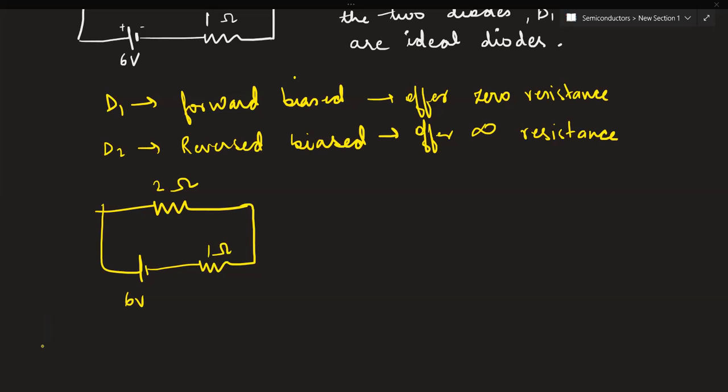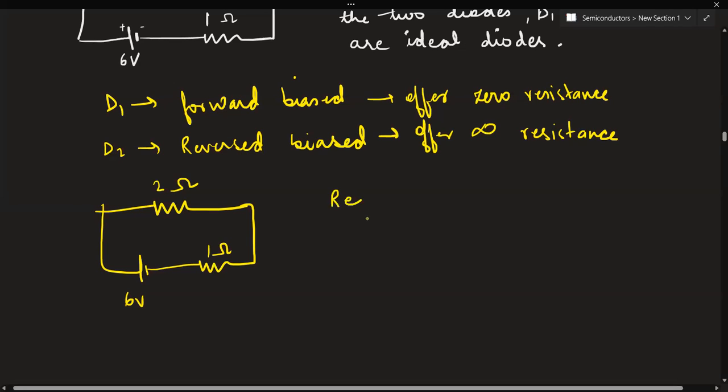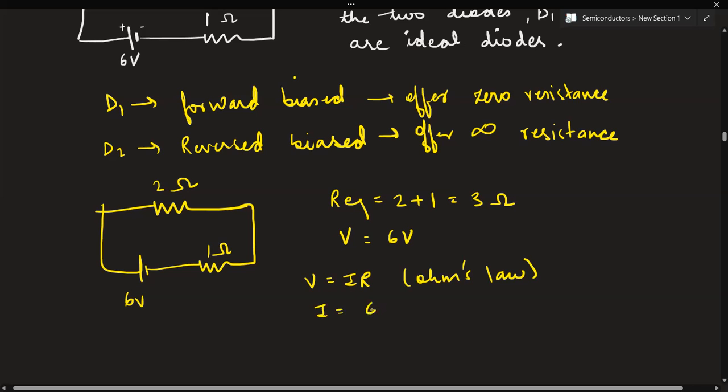So now see, by simply using Ohm's law, what will be the equivalent resistance? Since these are connected in series, equivalent resistance will be 2 plus 1 is equal to 3 ohms. The voltage is given as 6 volt. V is equal to IR, this is Ohm's law. So we have to find I. I will be V divided by R. So this gives 2 ampere. So just note it down.